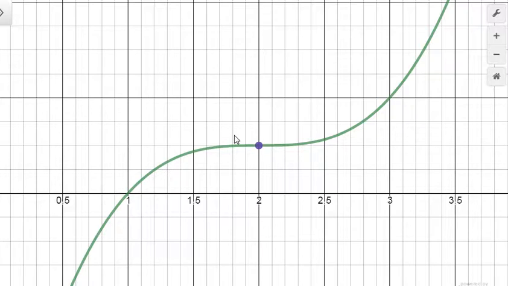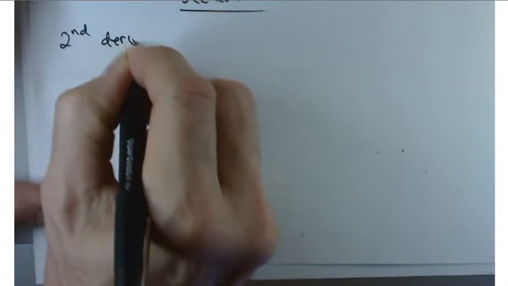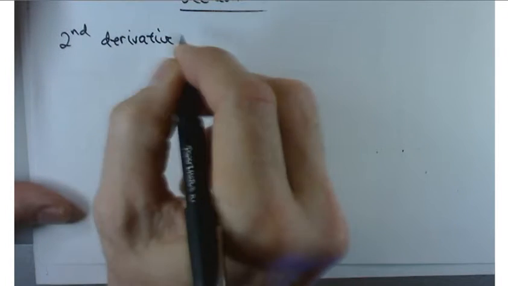Talk about concavity. We're going to be testing concavity with the second derivative. So I think that's defined in your book. Let me give you the short version of it. So the second derivative test.